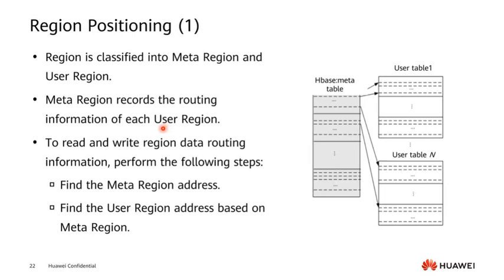So where do we store the address of meta regions? Actually, I have told you that Zookeeper also serves as a micro database. And what data needs to be stored in Zookeeper? The answer is clear now. The routing information of the meta region needs to be stored in the Zookeeper.